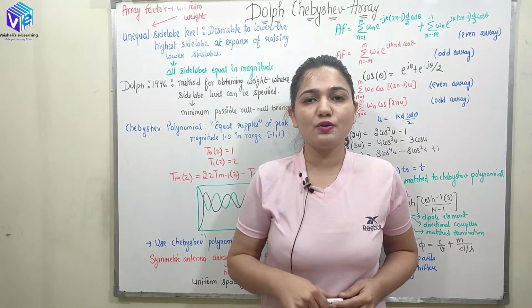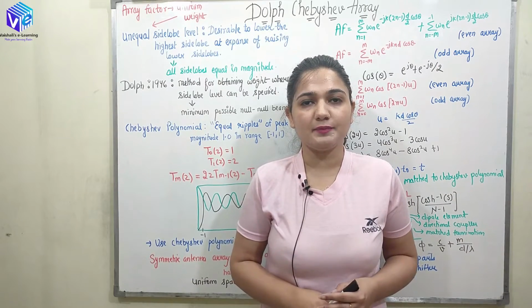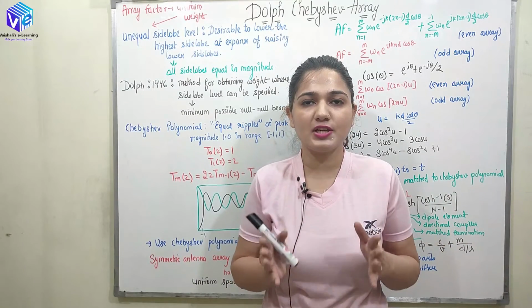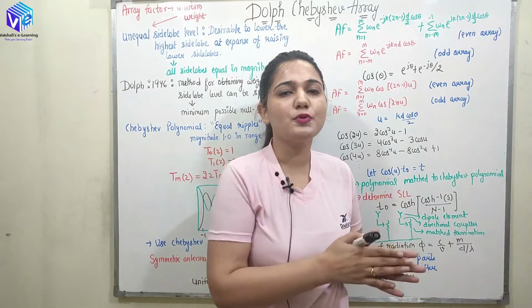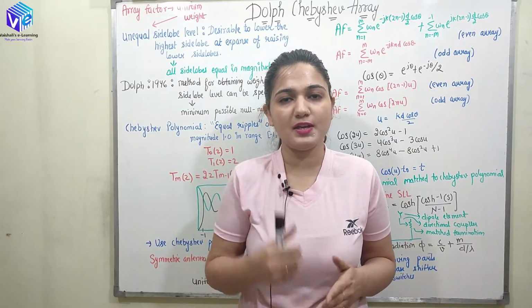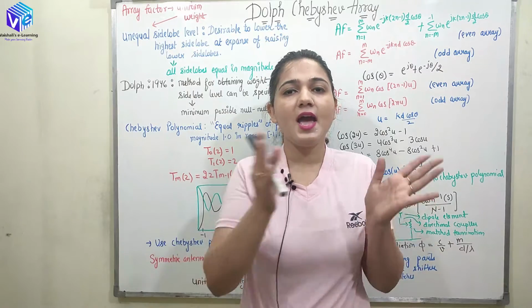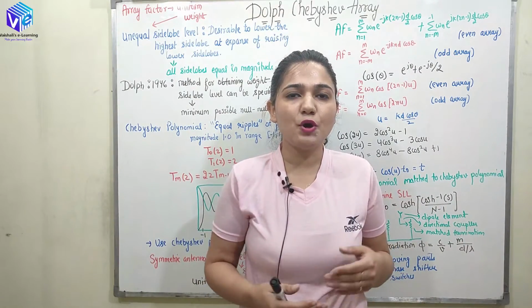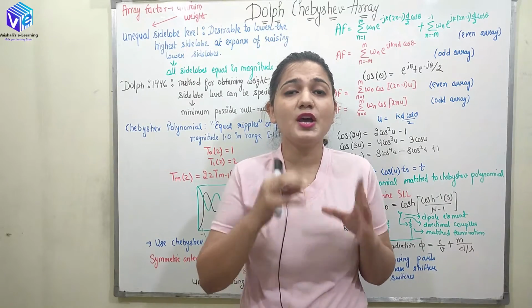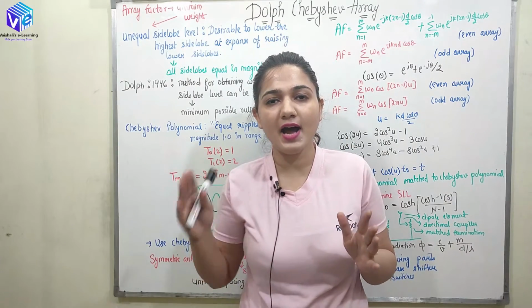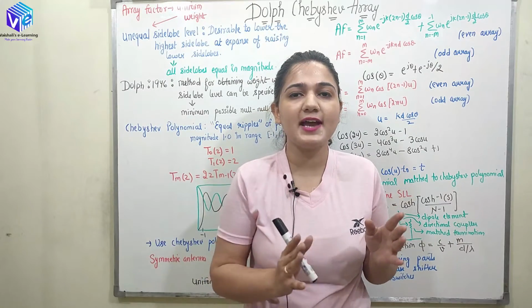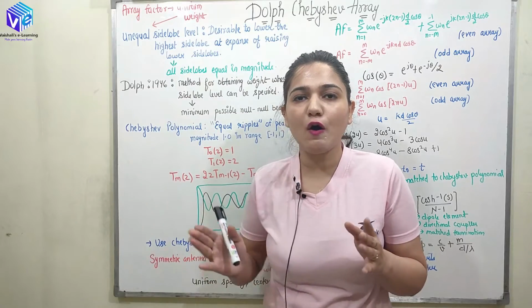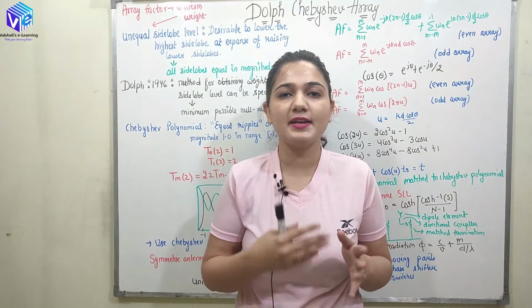Today in this video we are going to talk about the Dolf-Chebyshev array. We have all talked about the phased array. There I told you we can change the direction of the output beam by changing the phase. Here also we can change the frequency and we can have some changes in the direction. Further, in the output we have many side lobes. Some of the side lobes will have higher amplitude and some will have lower amplitude.